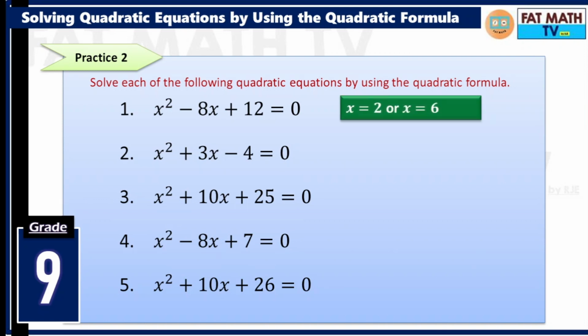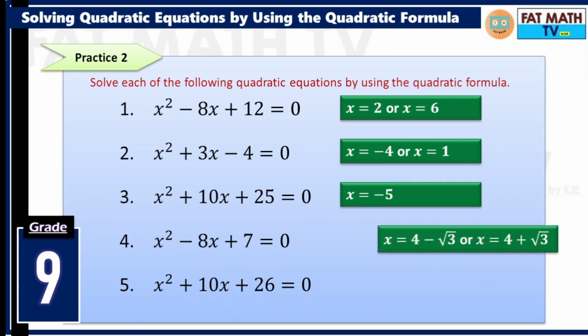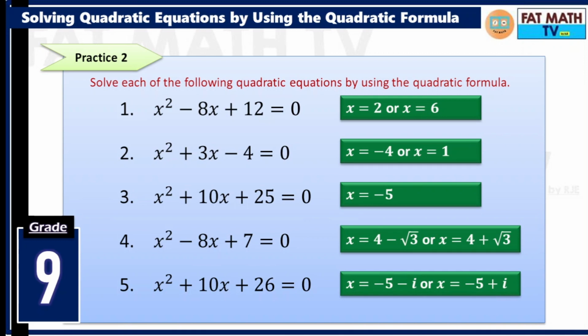Number 1, we have 2 or 6. Number 2, negative 4 or 1. Number 3, we have negative 5 and negative 5. Number 4, 4 minus square root of 3 or 4 plus square root of 3. And number 5, we don't have real roots, so the complex roots are negative 5 minus i or negative 5 plus i.